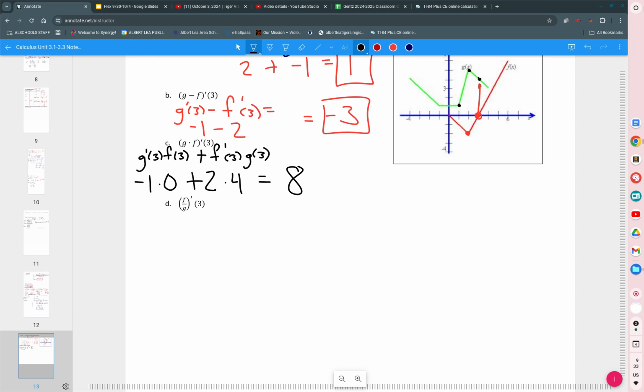See if you can do part D on your own. Try D on your own. Set up that quotient rule.